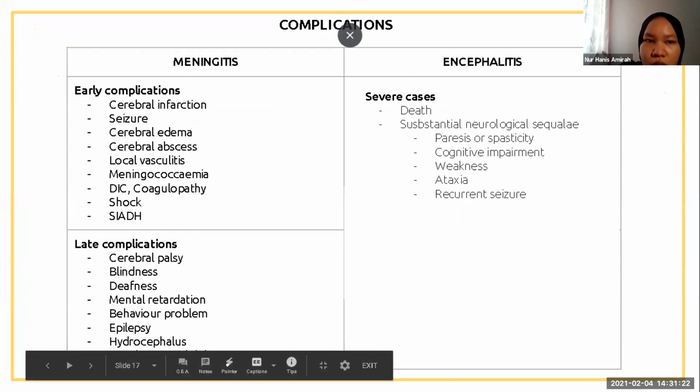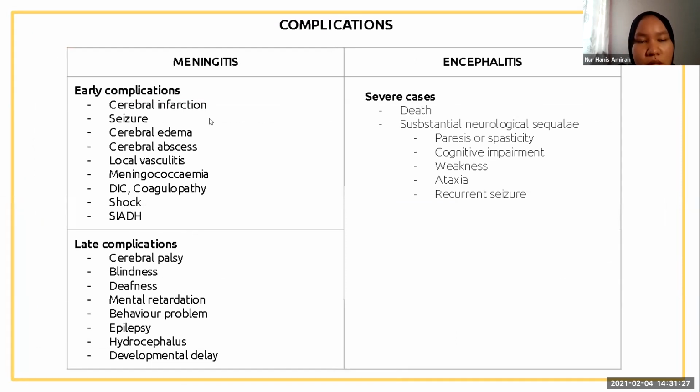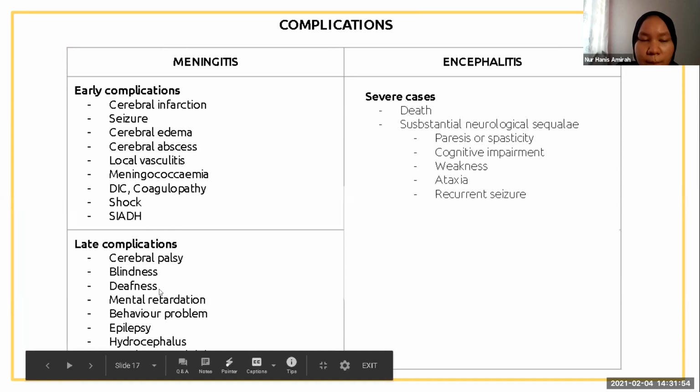So here are the complications of meningitis and encephalitis. For example, meningitis can cause early and also late complications. Cerebral infarction that can cause seizure, and then cerebral edema, cerebral abscess, local vasculitis, meningococcemia that can cause DIC and also coagulopathy, shock, and also SIADH. And then for the late complications, usually we do follow-up about 4 to 6 weeks to check if there's any complication from the meningitis.